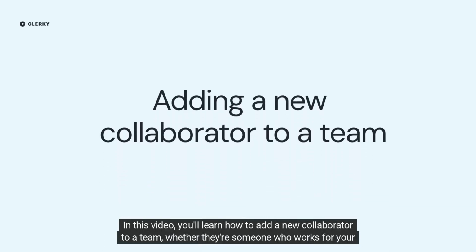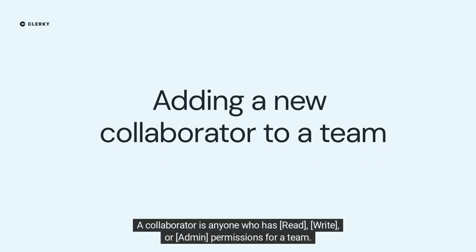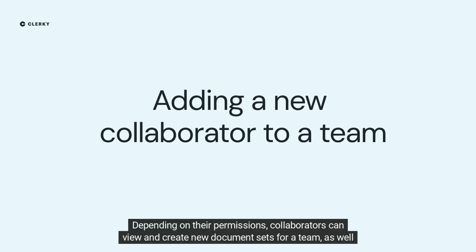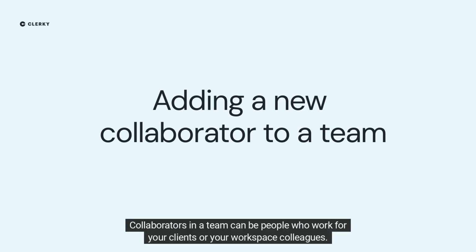In this video, you'll learn how to add a new collaborator to a team, whether they're someone who works for your client or a workspace colleague. A collaborator is anyone who has read, write, or admin permissions for a team. Depending on their permissions, collaborators can view and create new document sets for a team, as well as manage other collaborators. Collaborators in a team can be people who work for your clients or your workspace colleagues.